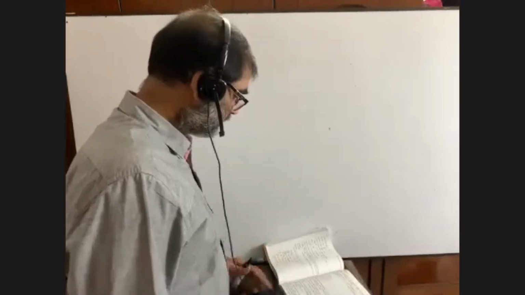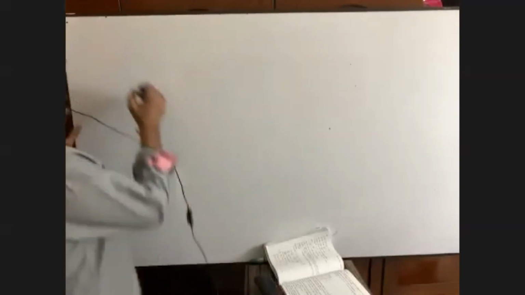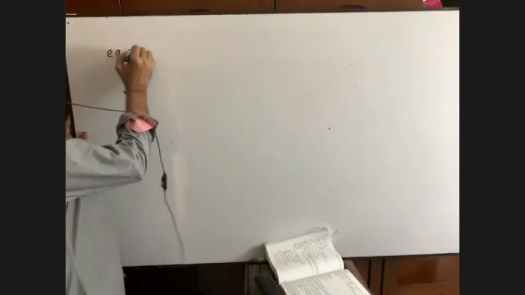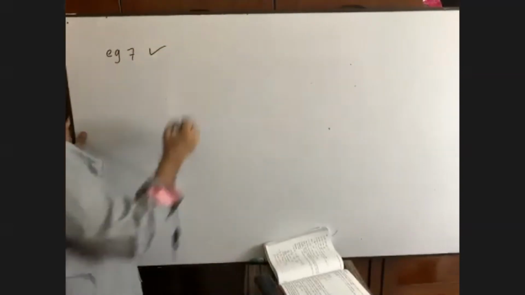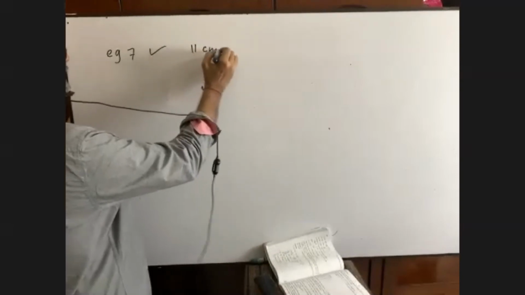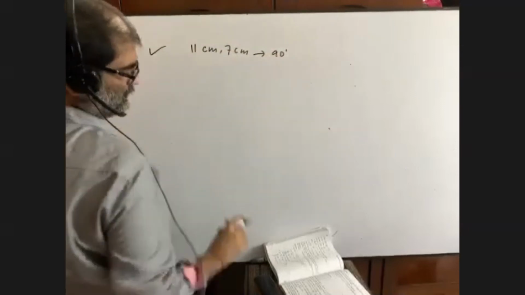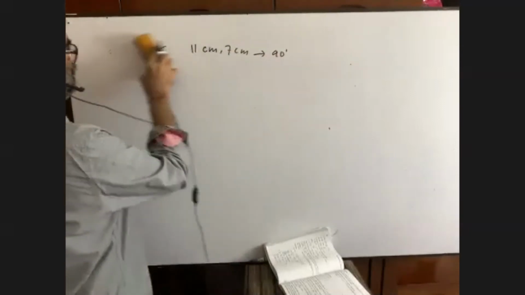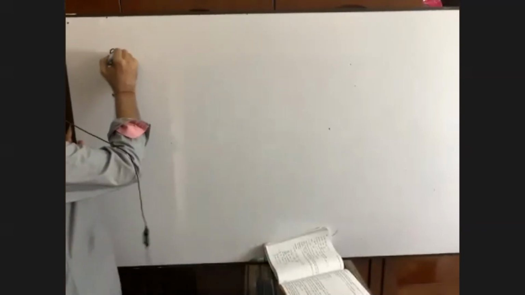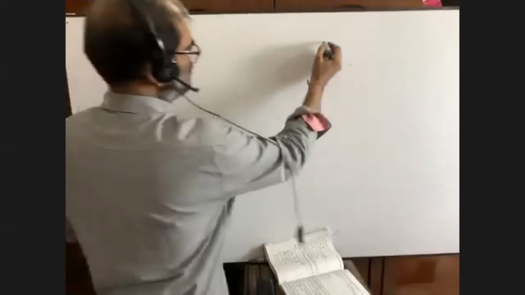Okay, now you see another math. Example 7 was done. It was that math, 11 centimeter and 7 centimeter, and the angle was 90 degree. Now, this is example number 6. You have to do it.